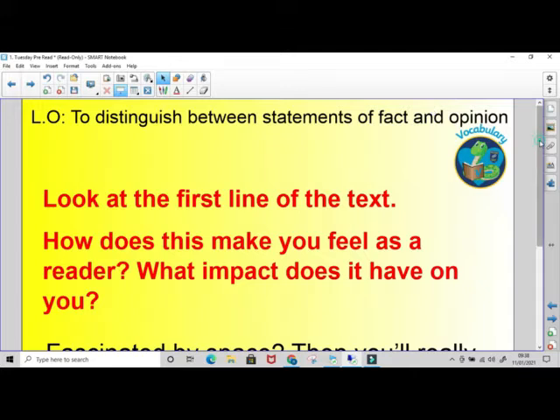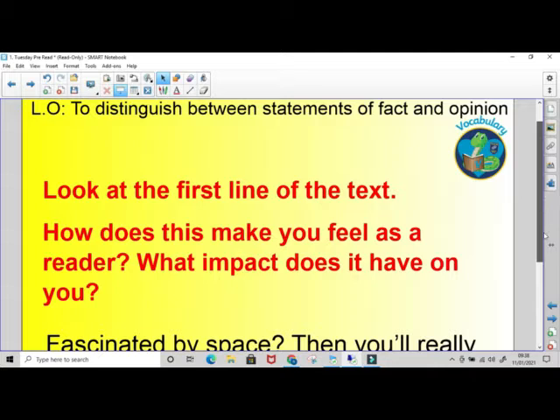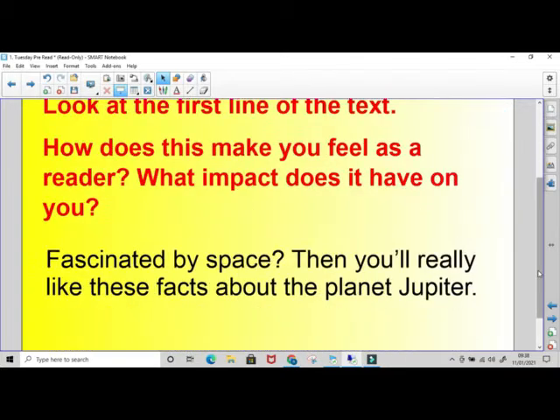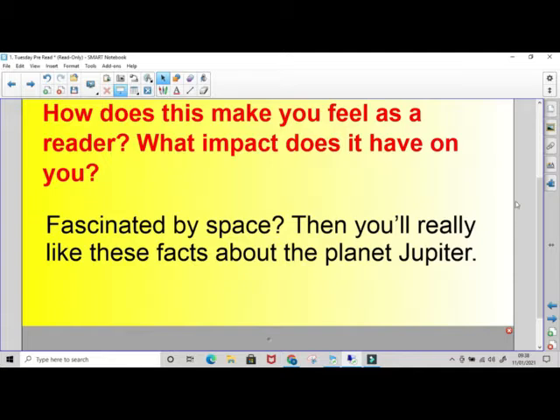So the first line of the text went a little bit like this. Fascinated by space, then you'll really like these facts about the planet Jupiter. So how does this make you feel as a reader, and what impact does it have on you? Have a discussion with someone with you.